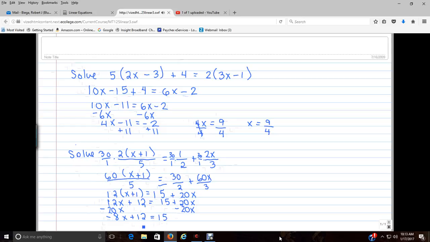Now I want to get my 12 over to the right side, so I'll subtract 12. On the left, the 12s will cancel, so I'll have negative 8x, and 15 minus 12 is 3. And then last step, to get rid of the negative 8 in front of x, let's divide it out. And finally, my solution is x equals negative 3.